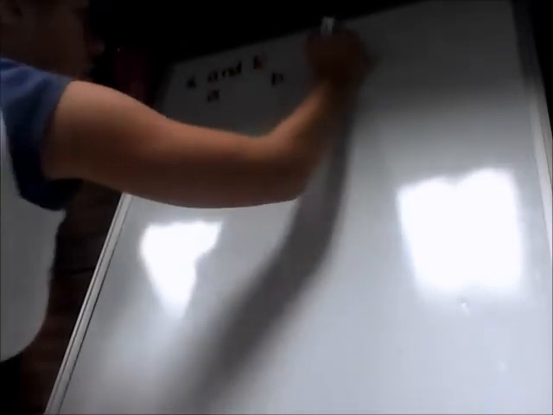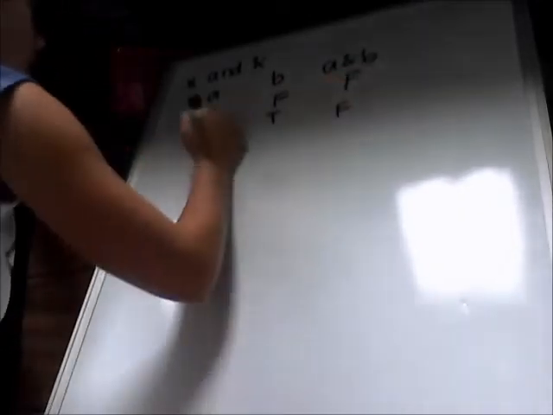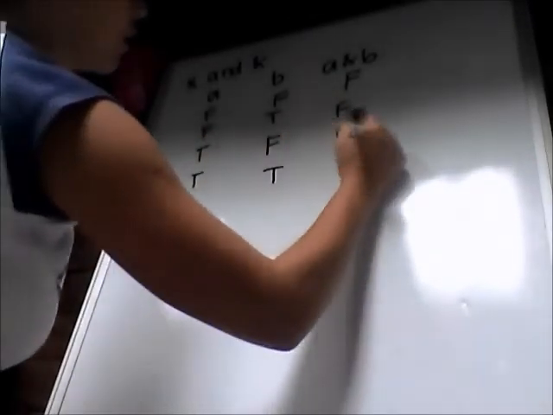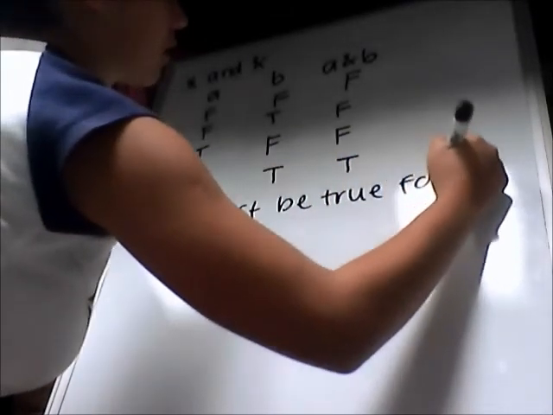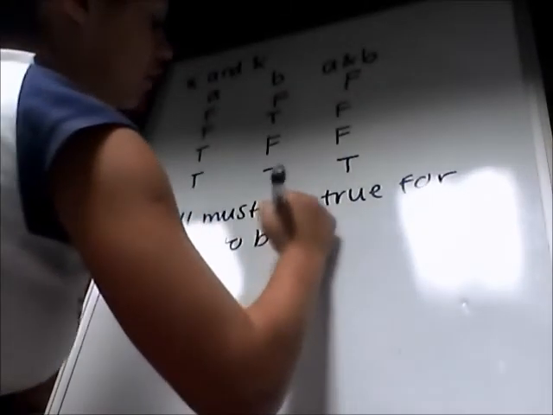For our next problem, we're going to go over the logical operators and their tables. So we have AND, which is the ampersand sign, and we have A, B, and A and B. If A is false, B is false, then A and B is false. If A is false, B is true, then A and B is false. If A is true, B is false, then A and B is false. If A is true and B is true, then A and B is true. So the rule for the and sign is that all must be true for A and B to be true.